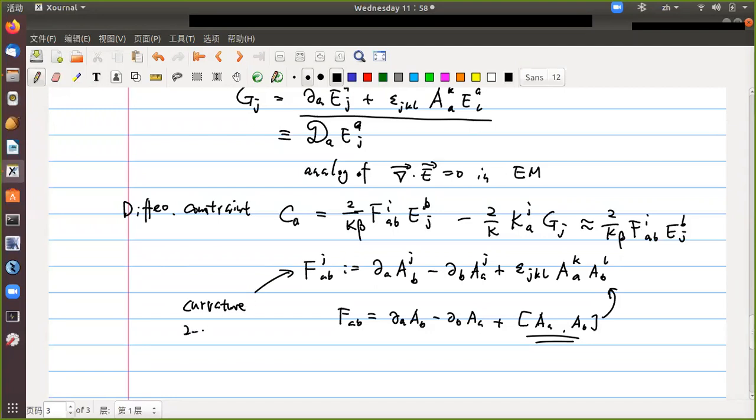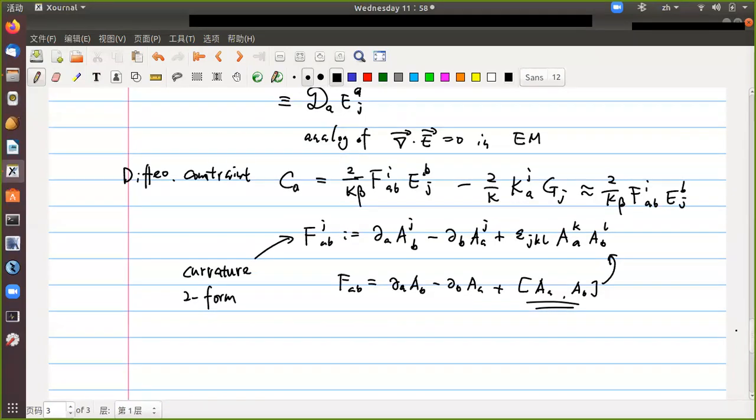Curvature two form. Yeah. So the name of F is very much dependent on your background. If you are a field theory background person, you will call it field strength. If you are a geometry background person, you will call it the curvature two form. But they are really the same thing.